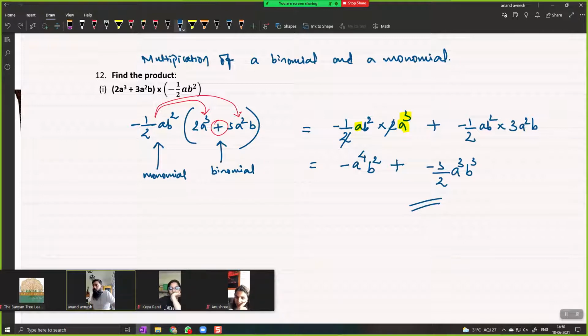Okay, so you cannot solve this further, because there are no like terms. Here if you see, the terms are a raised to 4 b square and a cube b cube, so you cannot do anything. Leave it as it is. Okay, please note it down.